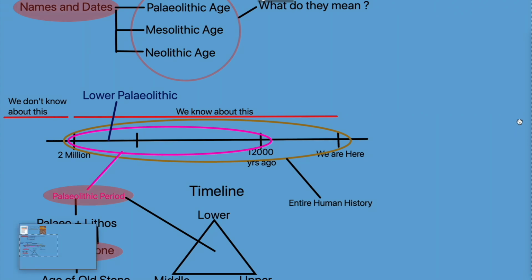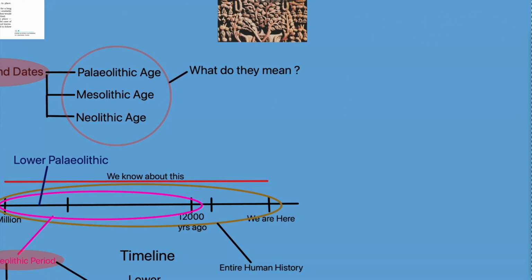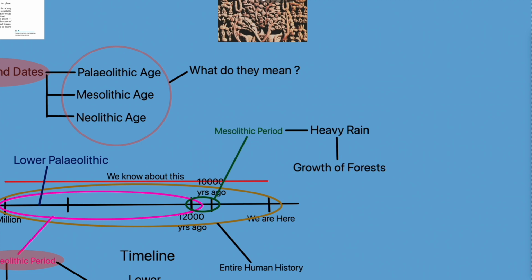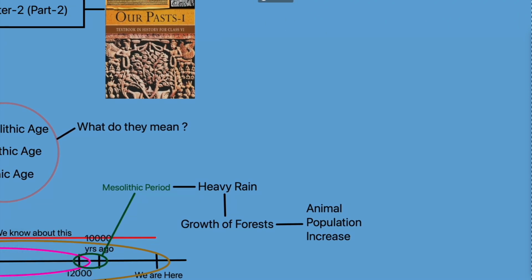After Paleolithic comes the Mesolithic period, that is Middle Stone Age, extending from 12,000 years to 10,000 years ago, that is from 10,000 BC to 8,000 BC. During this period, we observed a lot of environmental changes like heavy rain leading to the growth of forest and plants, which in turn led to an increase in the population of animals. In this period, we found stones which were generally smaller in size than the ones we saw in Paleolithic times, and we call them microliths.